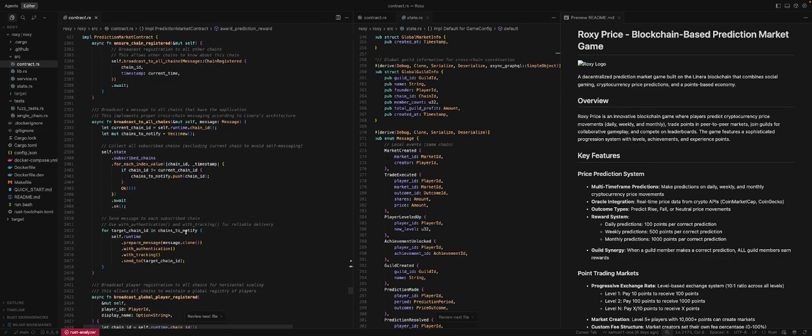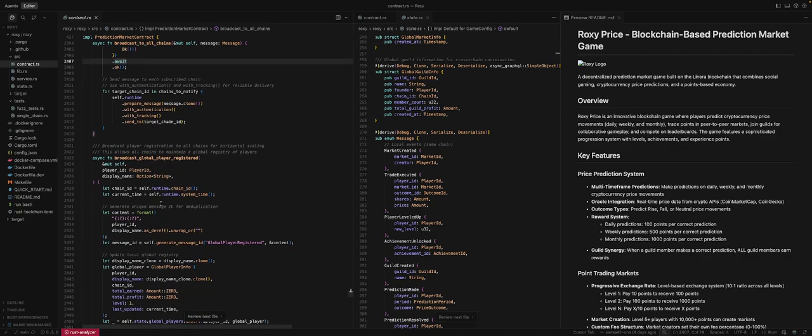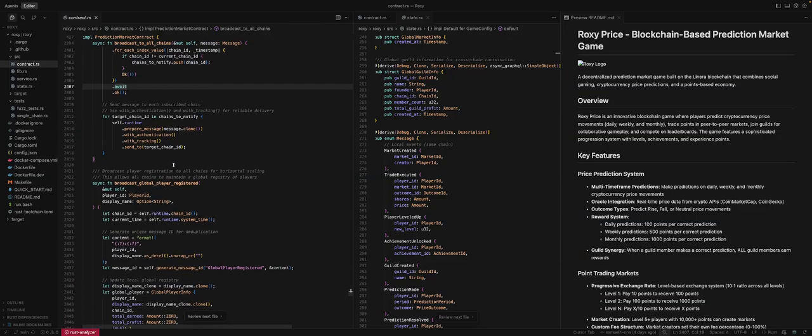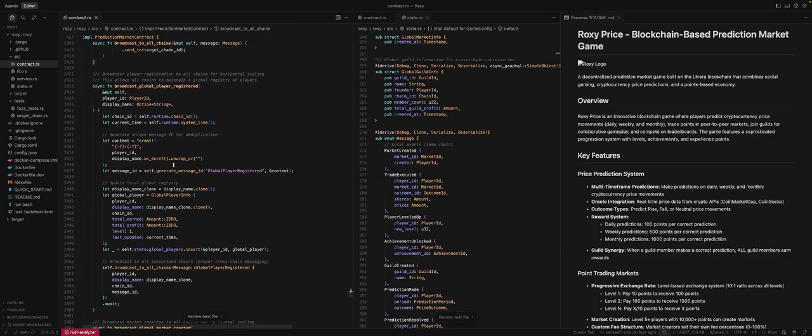So this function basically gets the chain ID of the player, you notify the player, and this is where it updates. It checks every chain ID, and it sends the message to each subscribed chain. So whenever you register, or whenever you come into Roxy, you're already subscribed. Use the WIT authentication and the WIT tracking for reliable delivery, and this is what I did. Same thing goes with the broadcast global player registration.